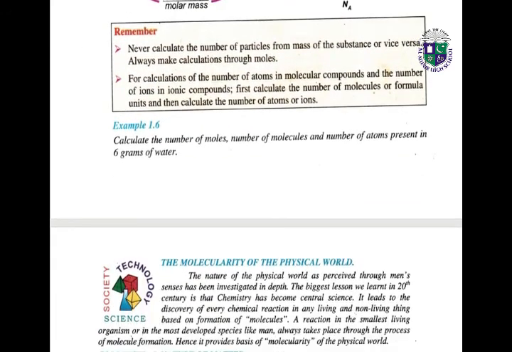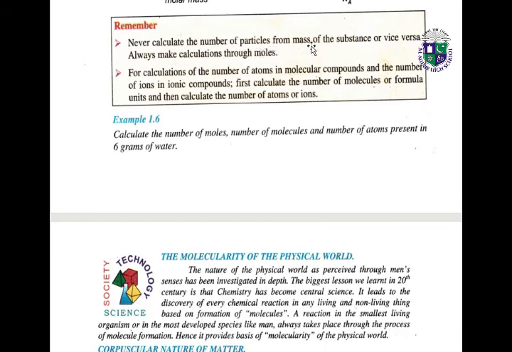So always remember, never calculate the number of particles from mass of a substance or vice versa. Always make calculations through moles. And for calculations of the number of atoms in molecular compounds and the number of ions in ionic compounds, first calculate the number of molecules or formula units and then calculate the number of atoms or ions.